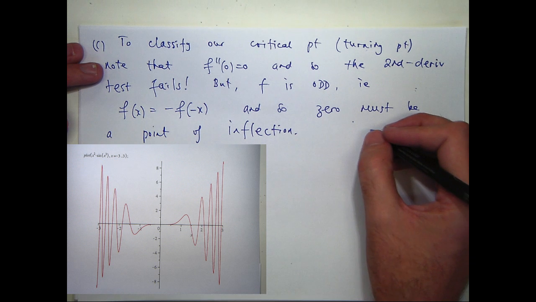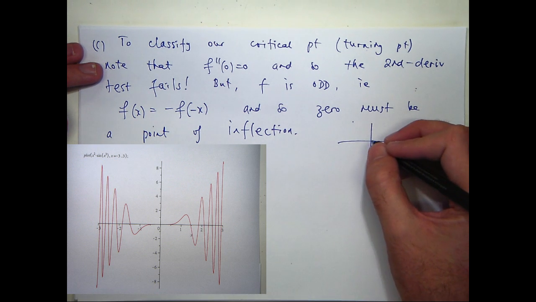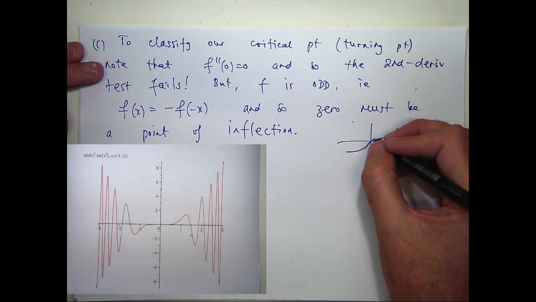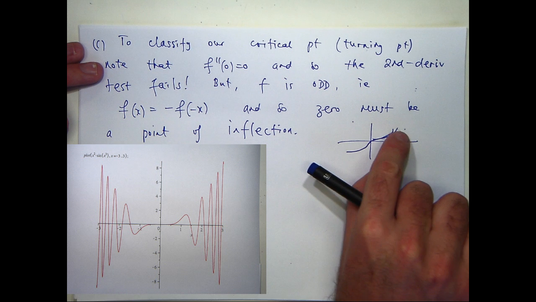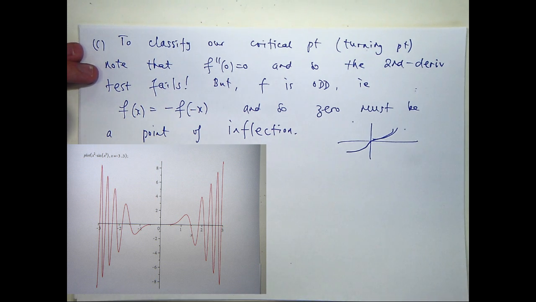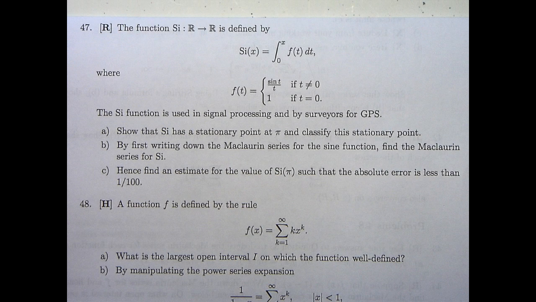Okay, so when I say odd, I mean something like, oh, it's a bad picture. But the point here is that if you rotate the graph 180 degrees, you get the same graph. That's the basic idea. Questions? Okay.